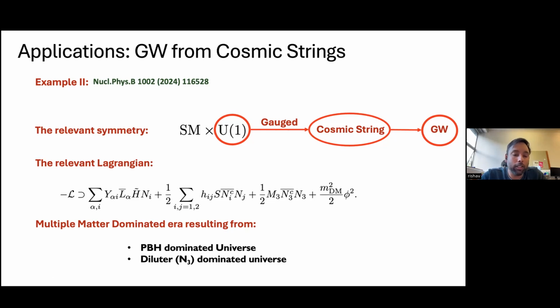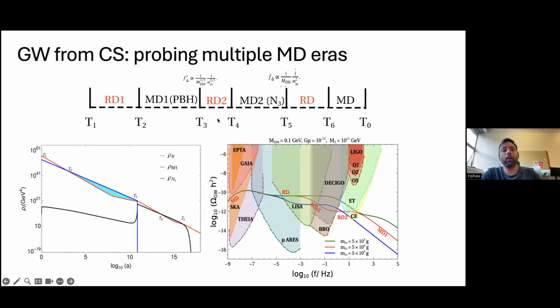So in this scenario, we had multiple matter dominated eras. The first era was matter dominated because of the N3 domination, and then the second, as we'll see in the next plot, is since the universe was also dominated for some phase because of the PBH, this actually led to a second matter dominated era. So now I'll show how we can use gravitational waves from cosmic strings to actually probe multiple matter dominated eras. So this is basically a schematic of what we wanted to show.